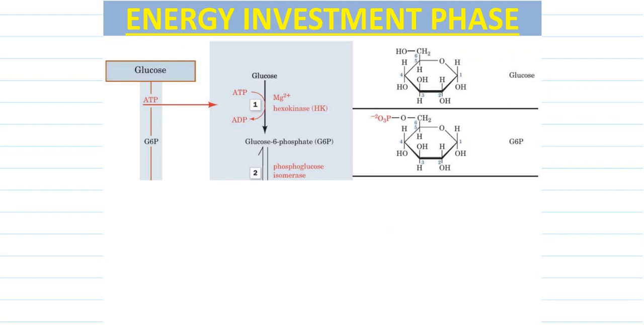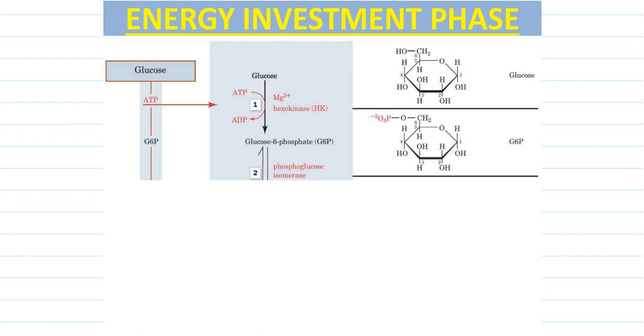So this one direction arrow indicates the reaction is moving in one direction, meaning the reaction is unidirectional or irreversible. It can't be reversed back. Now there are three irreversible steps of glycolysis. The first irreversible step of glycolysis occurs in the first step of glycolysis.